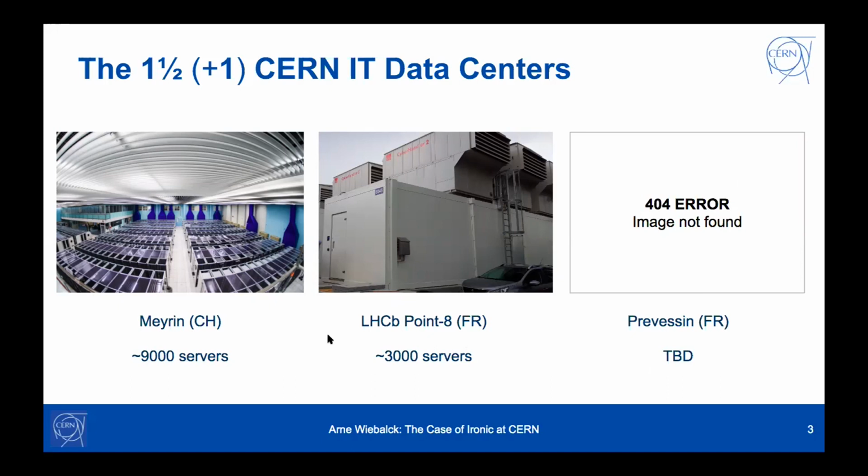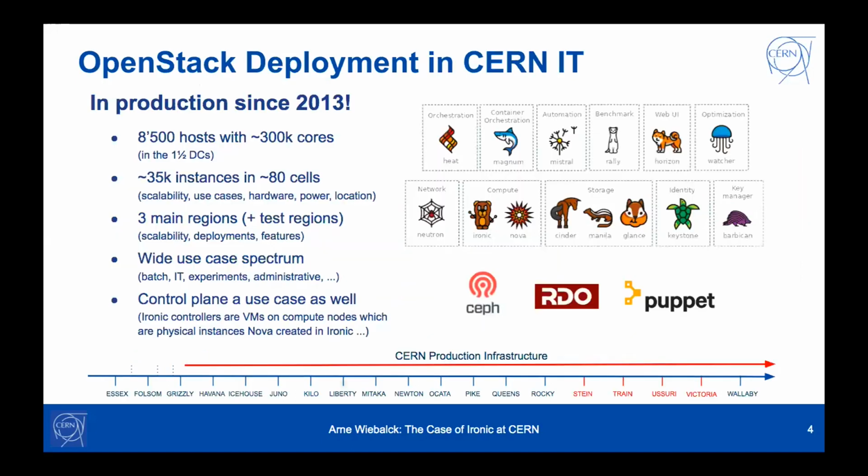CERN IT, since quite a while, is a heavy user of OpenStack. We have a deployment in production since about 2013, currently with around 8,500 hosts with 300,000 cores in these data centers that I just mentioned. We run 35,000 virtual machines in about 80 cells, and cells we mostly use for scalability, but also to separate different use cases, to separate different hardware or power feeds and also location. We also run multiple regions, also mostly for scalability, but also in order to test new features, for instance.